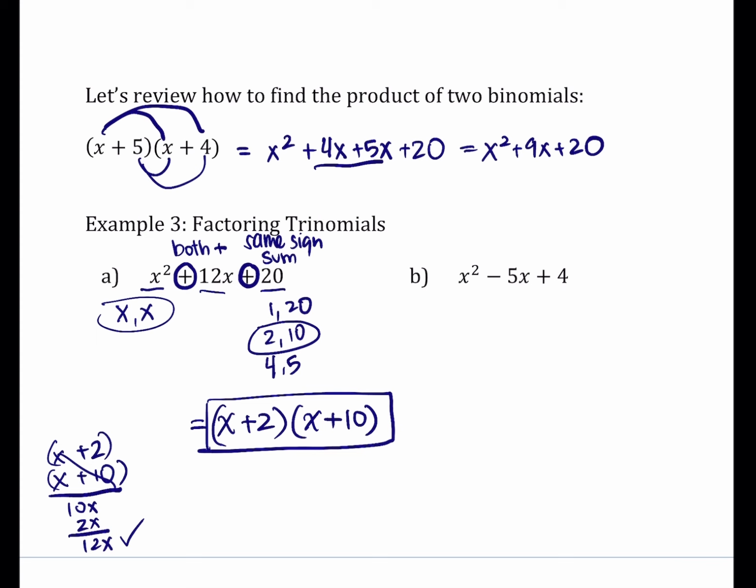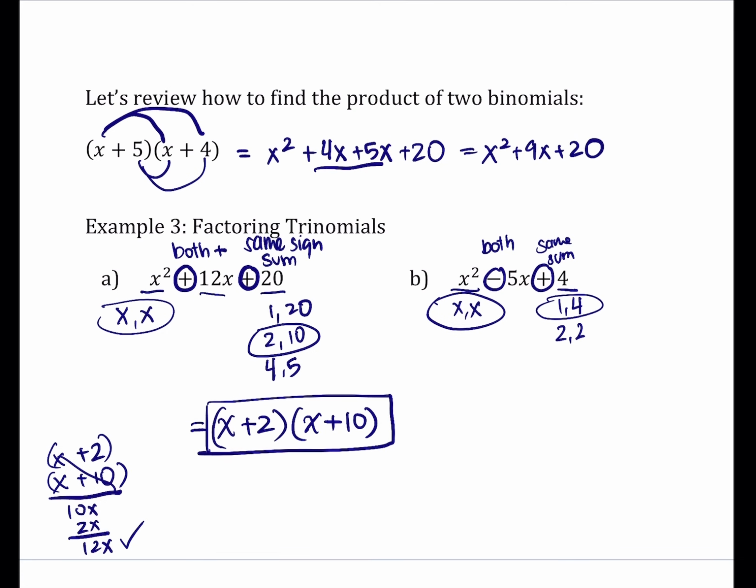Okay, looking at this second part of example 3, we still have a same sign and we're looking for a sum, but now they're both going to be negative. So this one we can actually do probably without checking. We know it's x and x. There's only one to choose from. 1 and 4, 2 and 2 for my factors of 4. Which one of these will give me a sum of 5? I know it's going to be 1 and 4.